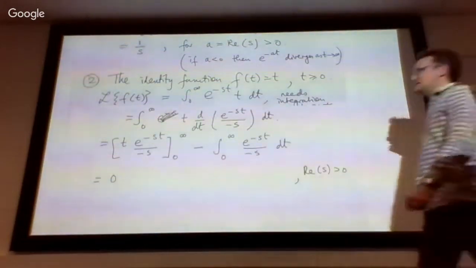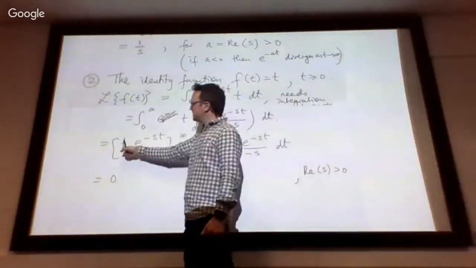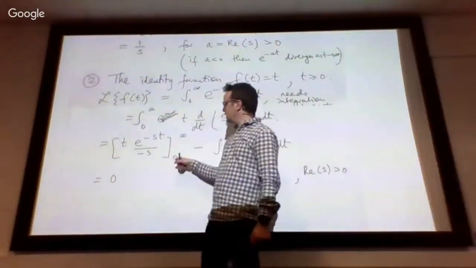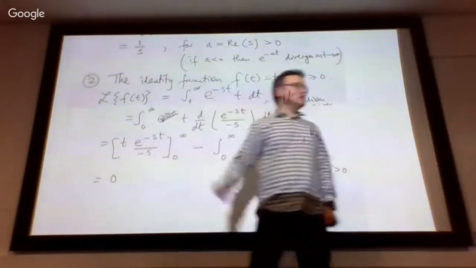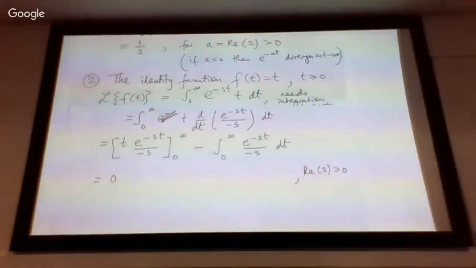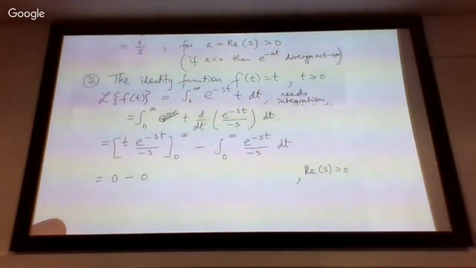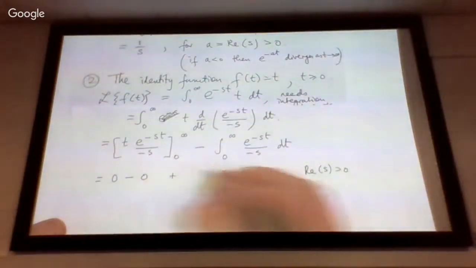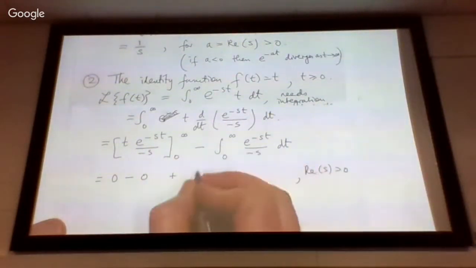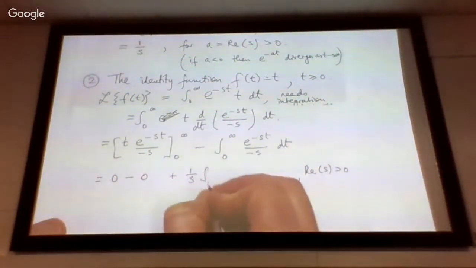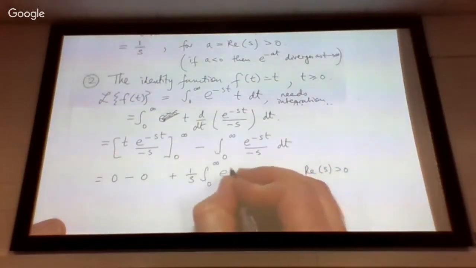And when you evaluate at t equals 0, well, you've got a factor of t here. When you evaluate that at 0, so that's going to be 0 minus 0 for the evaluation of that square bracket. This integral here, the 1 over s I can take outside, because the integral is an integral with respect to the t variable.